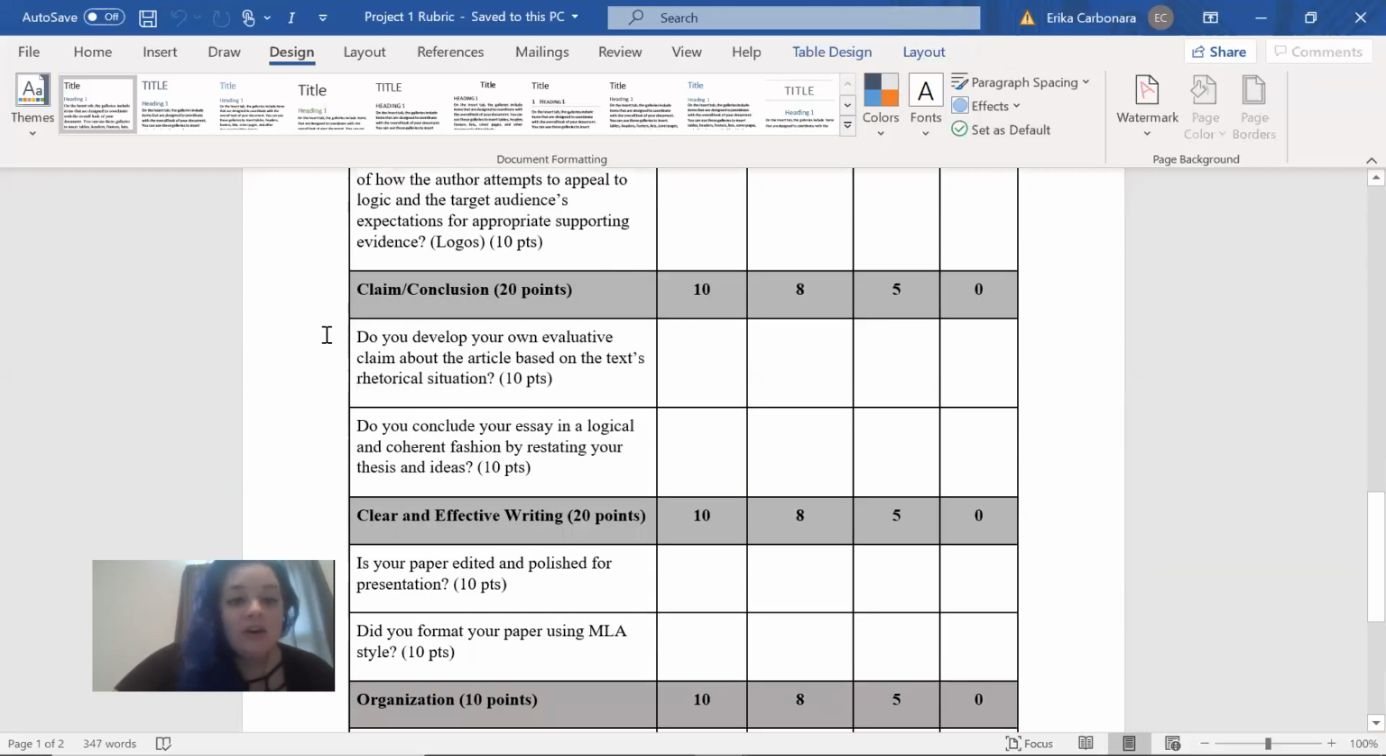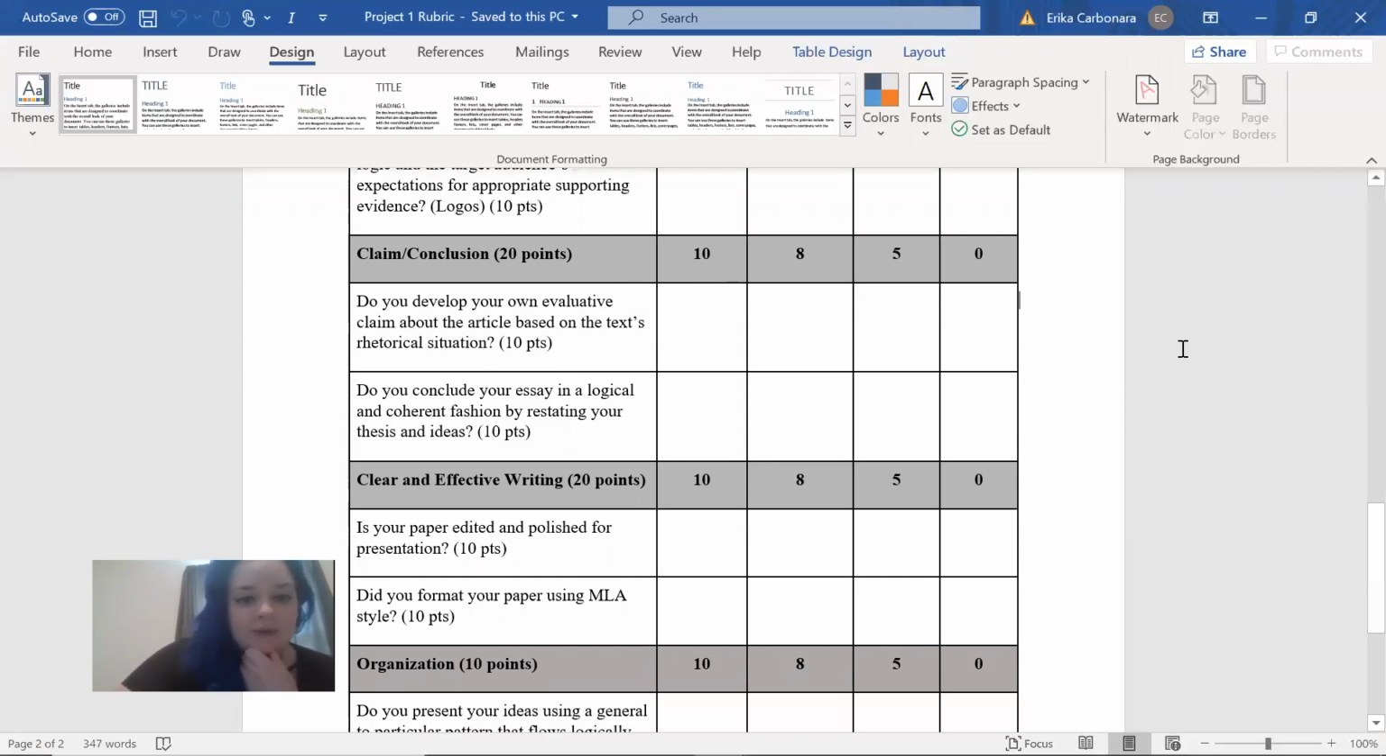And then in your conclusion, you want to, again, basically restate your thesis, right? You want to develop your own evaluative claim. If you remember from last week, we looked at that example that a student wrote about Martin Luther King Jr.'s speech. You want to make a claim about how effective the author is in getting their point across, okay?